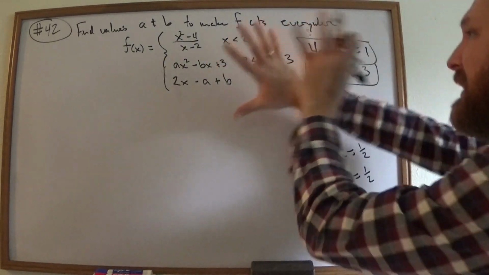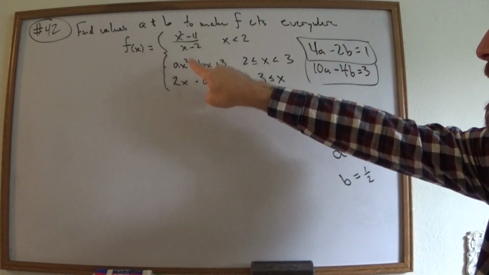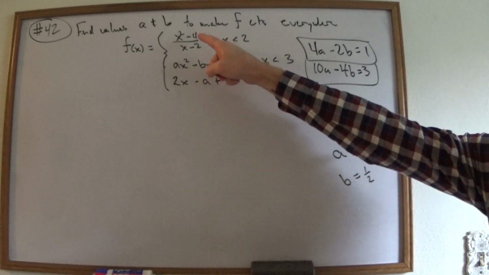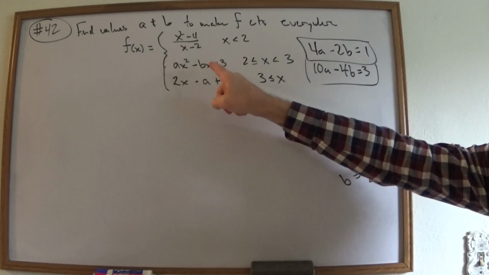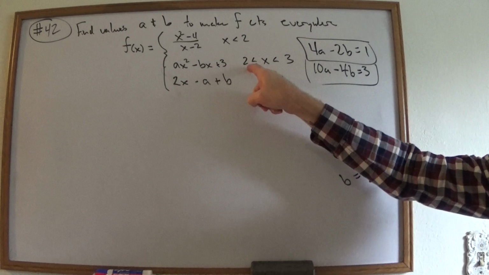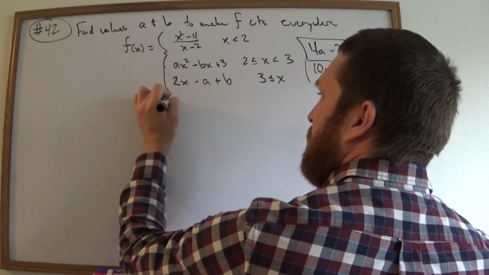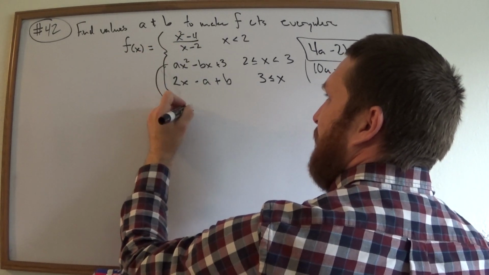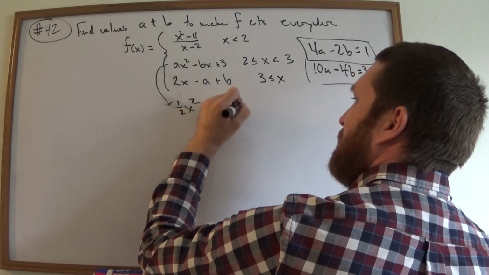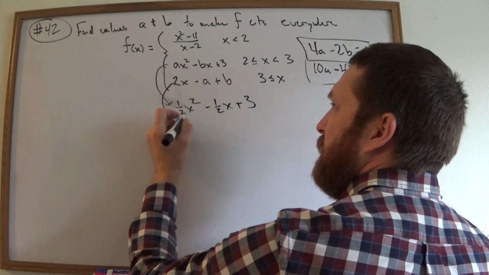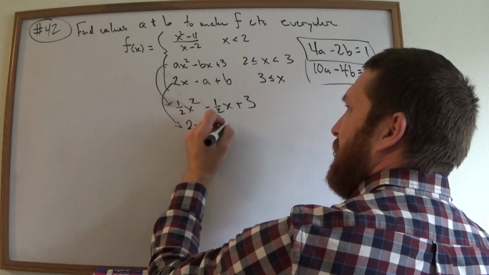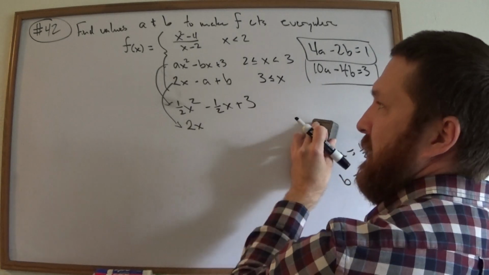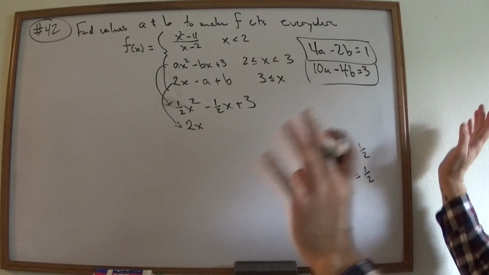Okay, so we need to make sure all of these match up. We know that that works there. Now, we need to make sure that this goes to 4 as x goes to 2. This should be 1/2 x squared minus 1/2 x plus 3. This one should be 2x minus 1/2 plus 1/2, which is just 2x. Okay, so they should all agree.